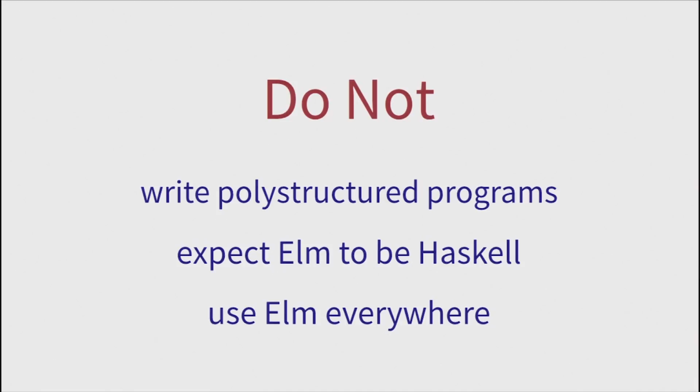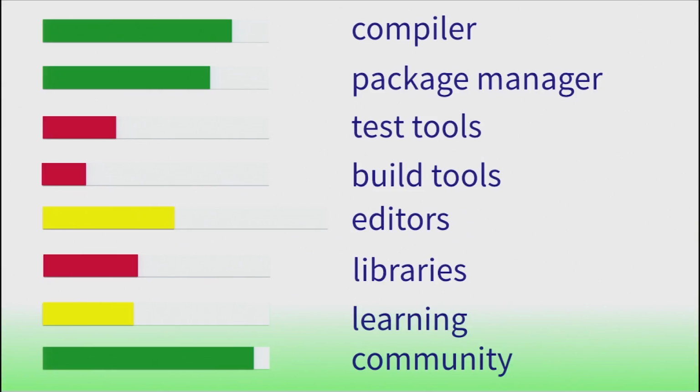And I don't think Elm is ready for use everywhere. For instance, this, as of this morning, is my total gut feeling of the progress bars on these pieces of the Elm ecosystem. Compiler's great, package manager is pretty good, although the list of packages is still just one web page with an ever-expanding list of packages. It's not going to scale forever.